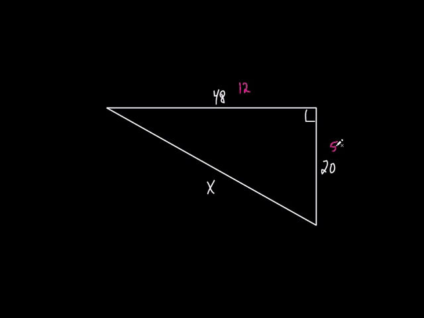So let's take a look at what we have in the pink color right here. We have a 5, 12. Do you remember what that Pythagorean triple is? It's 5, 12, 13. But my answer is not 13. X is not equal to 13. How did we get 48 from 12? How did we get 20 from 5? We multiplied by 4.